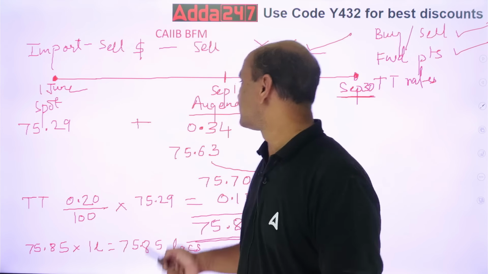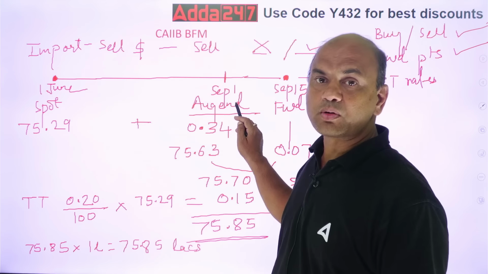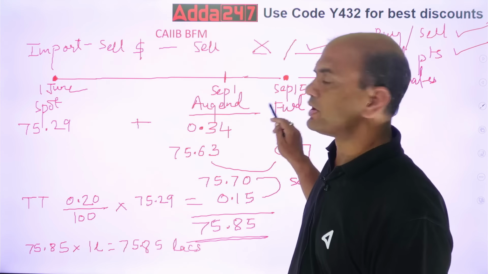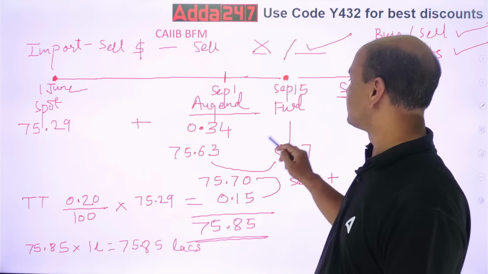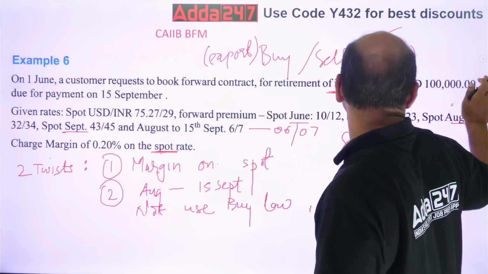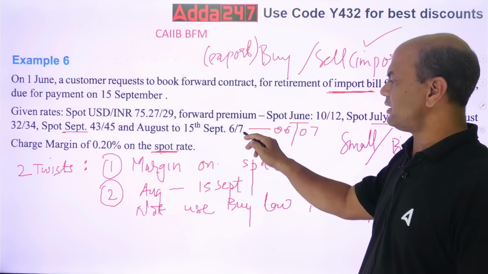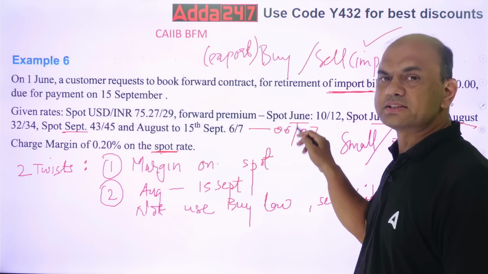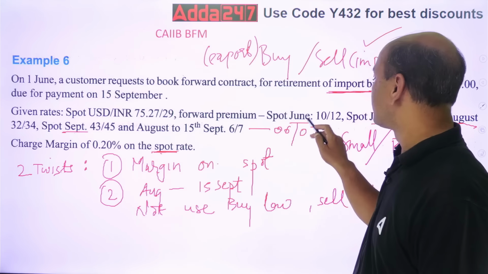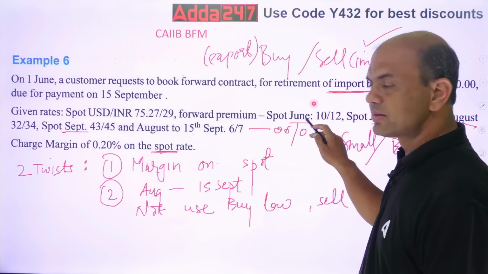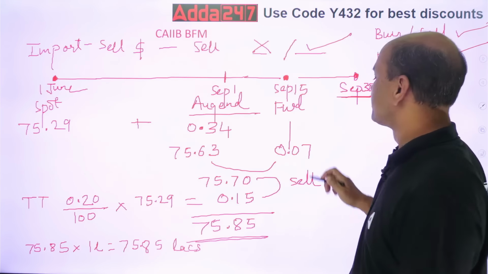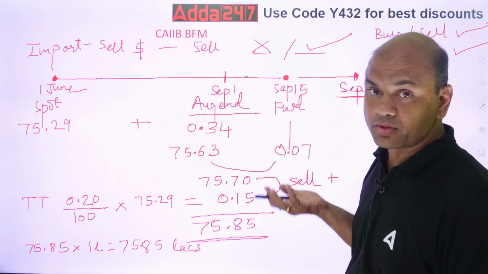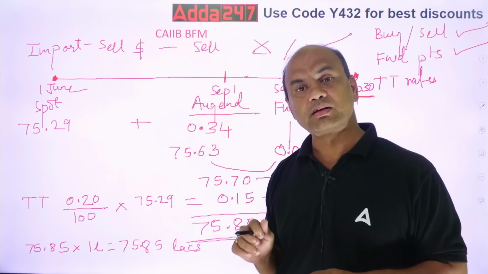Okay. Now there is the twist which I told you. The twist is they have given the rate from August end to September 15th. So this is given to you. So this is 0607. Say this 67. So take this 7. Why? Because we are always focusing on this sell side, import. So do it 07. Now what will I do for this 07?